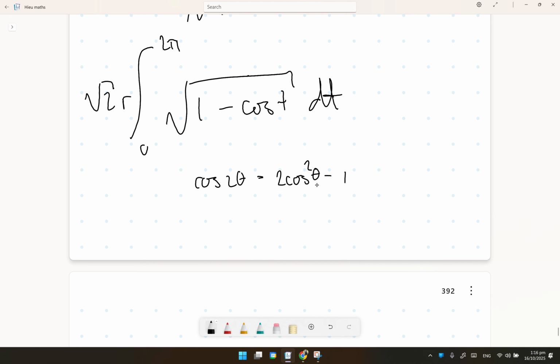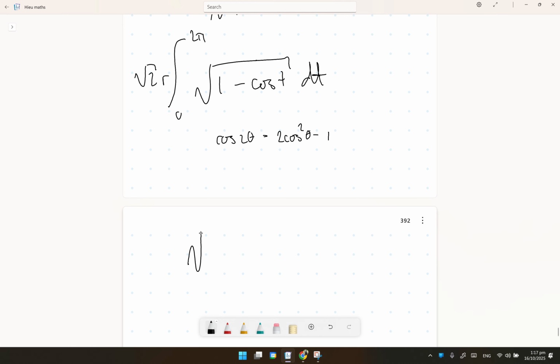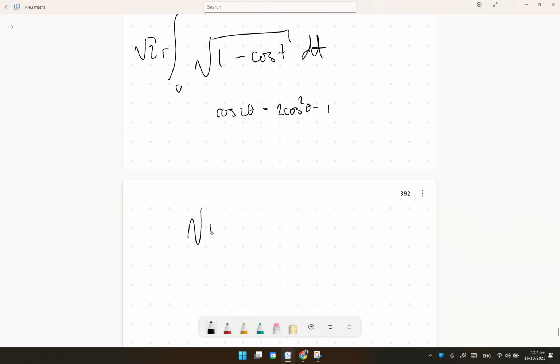Sorry, 2 cos squared theta. Okay, so we want to go from cos t to 2 cos squared theta. So what we're going to end up with is 1 minus cos t is 2 theta. So therefore, if t is equal to 2 theta, then theta would be equal to t over 2.